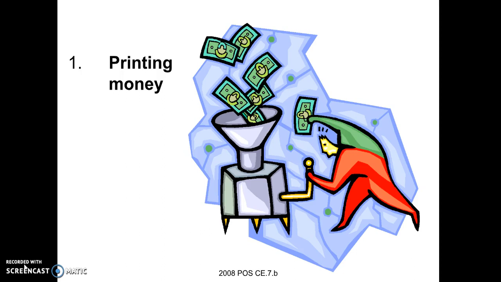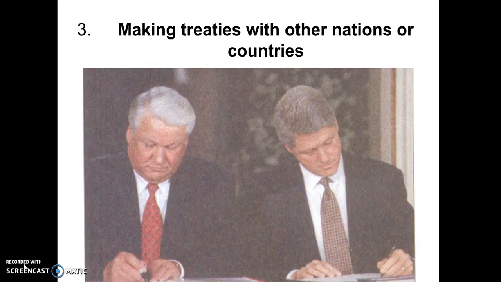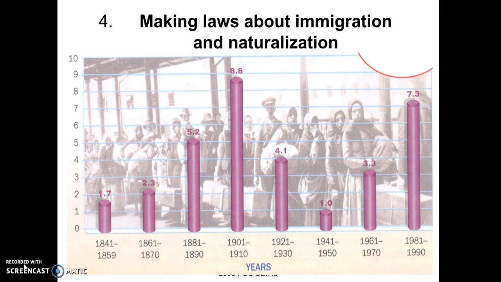This also is important with regulating our economy, but we'll get into that a little bit more in our economics unit. The national government maintains an army and navy, as we talked about before. The national government makes treaties with other nations and countries. Again, we've talked about that a little bit before. The national government makes laws about immigration and naturalization.